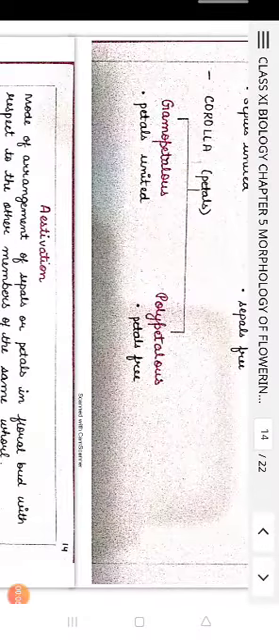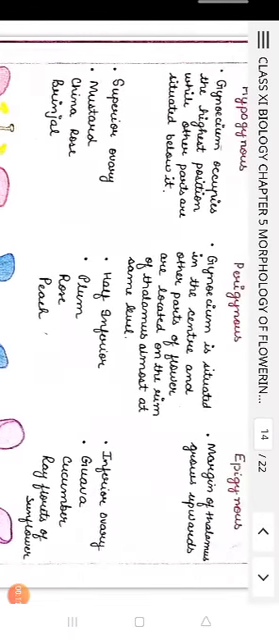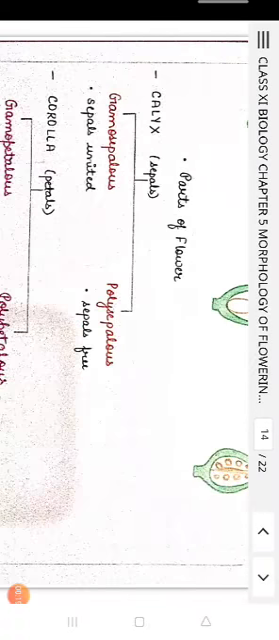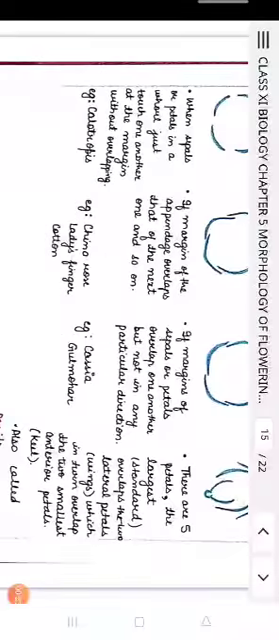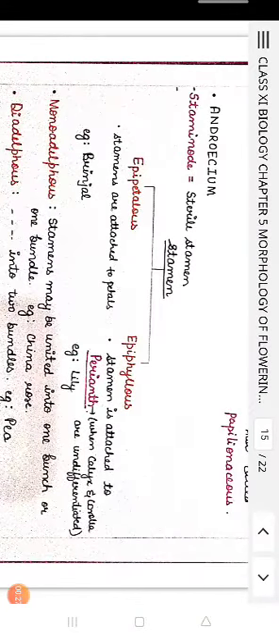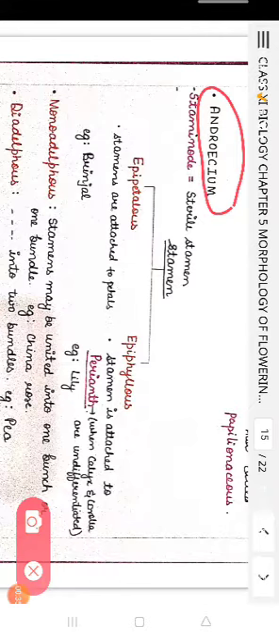In the previous video we already discussed the different types of position of the ovary, so that we can differentiate between the flower types, that is hypogynous, perigynous and epigynous. Today we are going to discuss the androecium. So androecium is the male part of a flower.